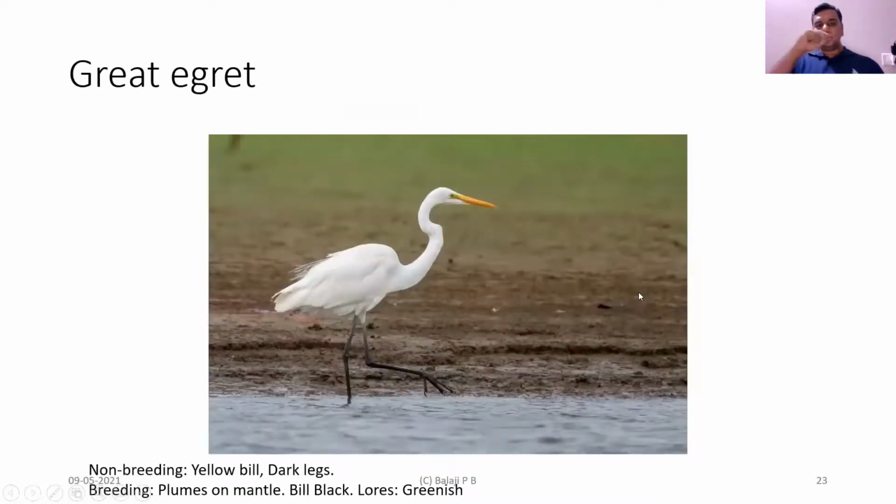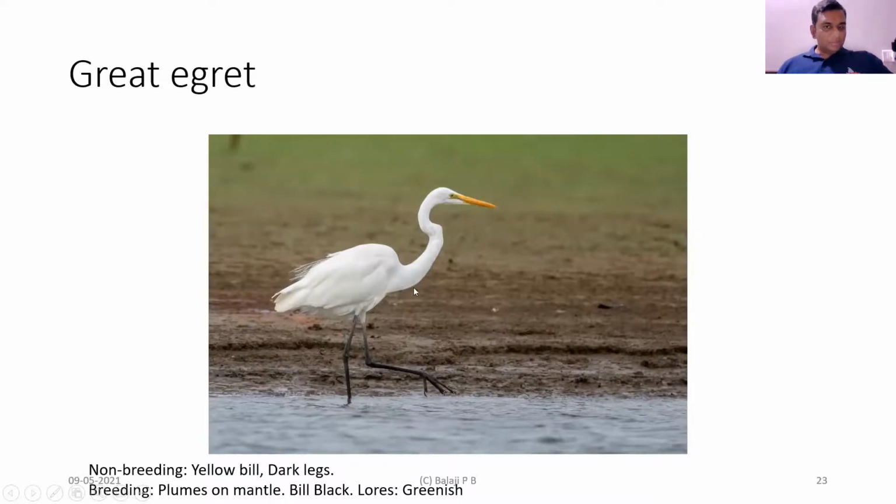Yeah. So this is a great egret. Now, if you see the great egret in the non-breeding plumage, it has a yellow bill. There's no dark tip to the yellow bill. It has dark legs, and when it assumes the breeding plumage, it has plumes only on the mantle. So little egret has plumes on the nape.